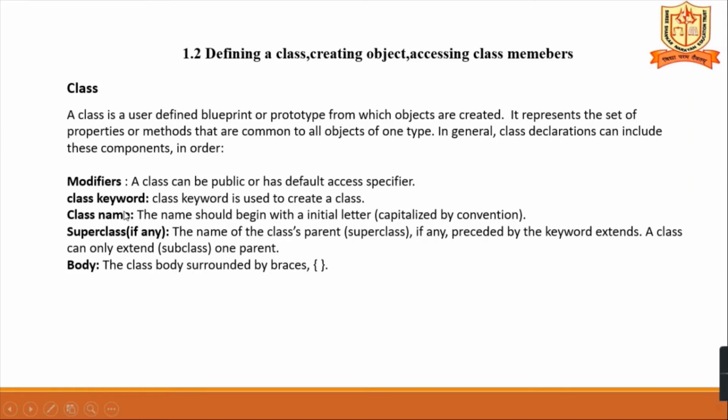And then the superclass: the name of the parent class is called the superclass. If any, it is preceded by the keyword extends. A class can only extend one parent. So if you want to make a subclass, you can use this extends keyword, which we will see in inheritance. And the body: the class body is surrounded by braces, an open brace and a close brace.